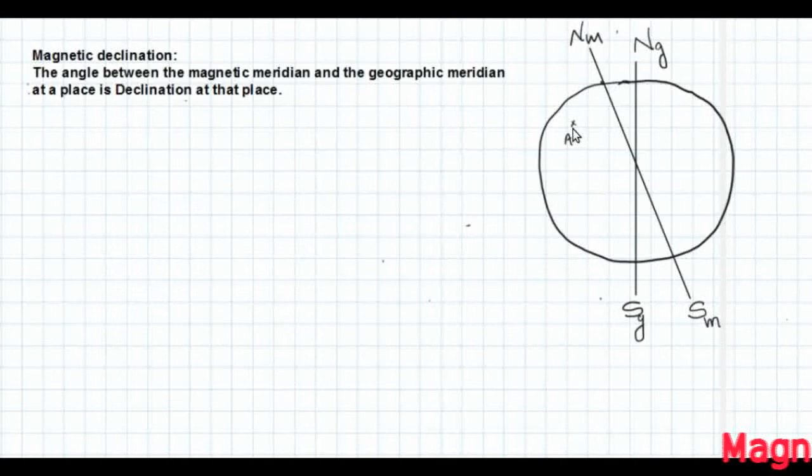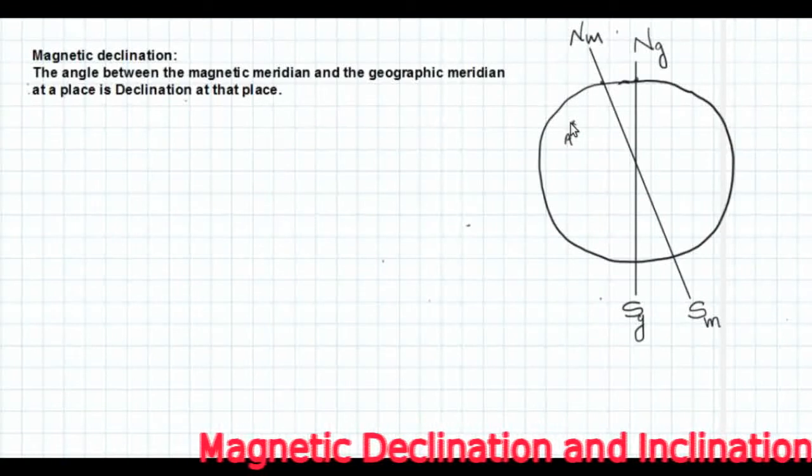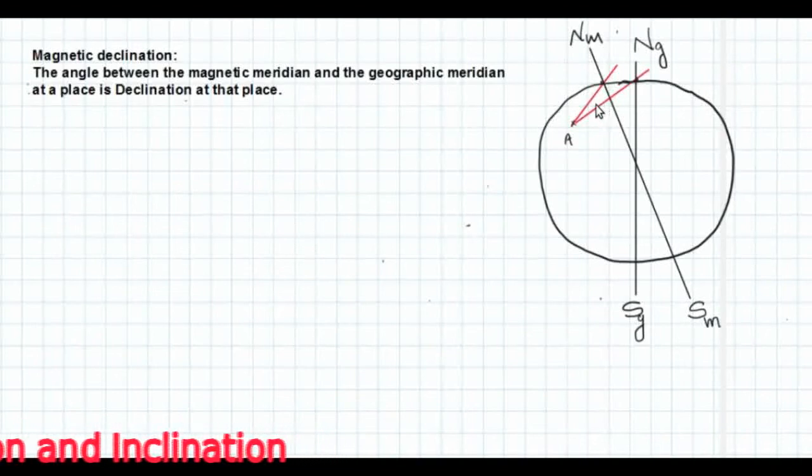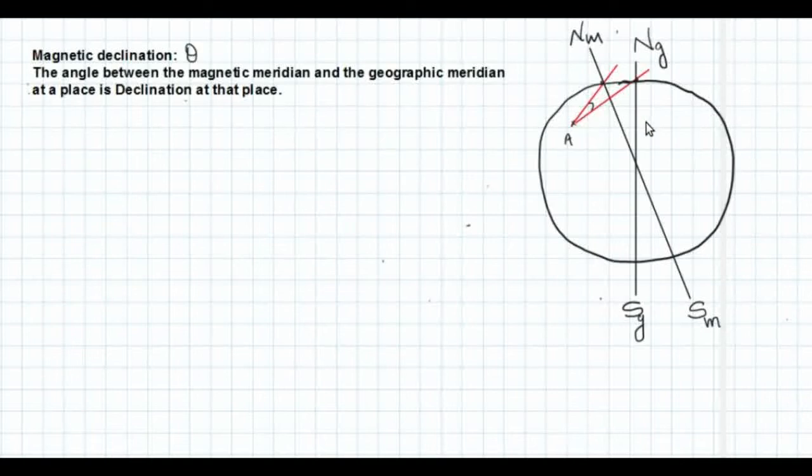Suppose we want to find the declination at the point A. So from A we may draw an axis to the magnetic north pole and geographic north pole. Now there is an angle between these two. This refers to the declination or magnetic declination at the place A. This is how we are finding the magnetic declination. Now suppose we want to find the declination at the point B. So from B again we are drawing two lines which are passing through these two poles.